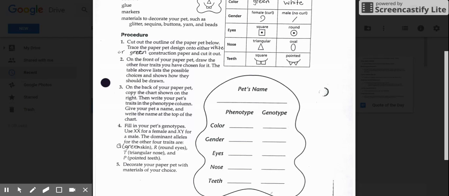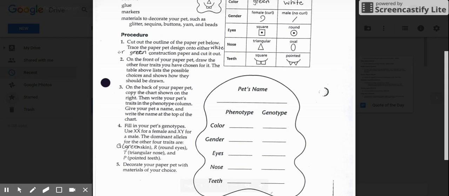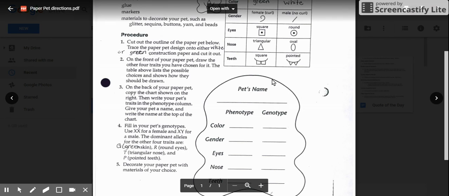Once you complete your Punnett squares, you will have 4 boxes filled with potentially 4 different genotypes. Once you have your 4 genotypes figured out, those are going to represent your children, or the offspring, from the 2 parents that you began with. Once you have that completed, you are going to fill in the traits, the genotype and the phenotype for both, on your paper pets.